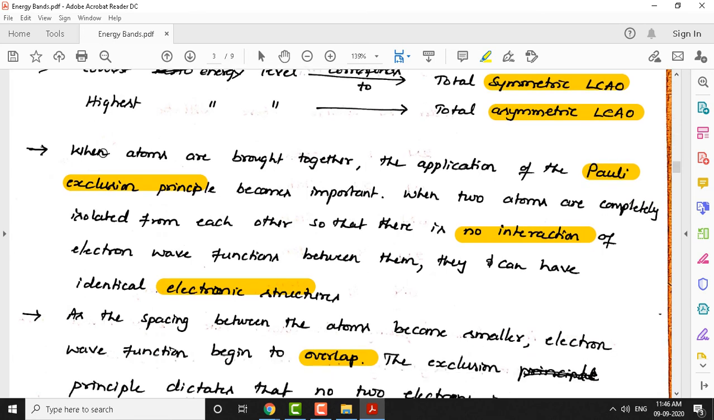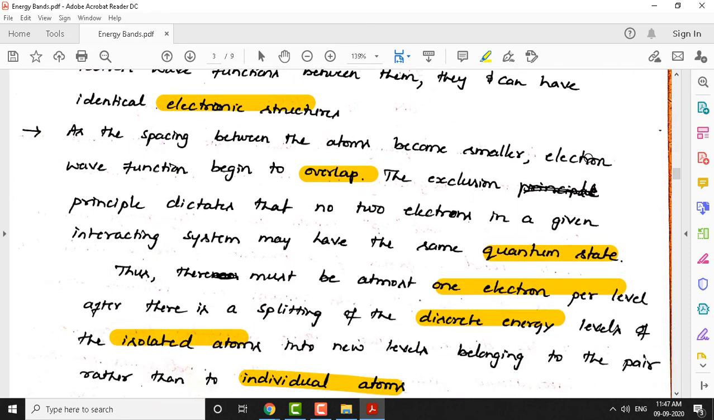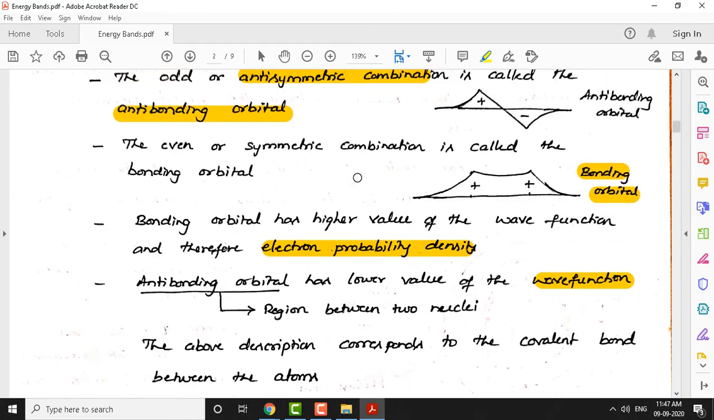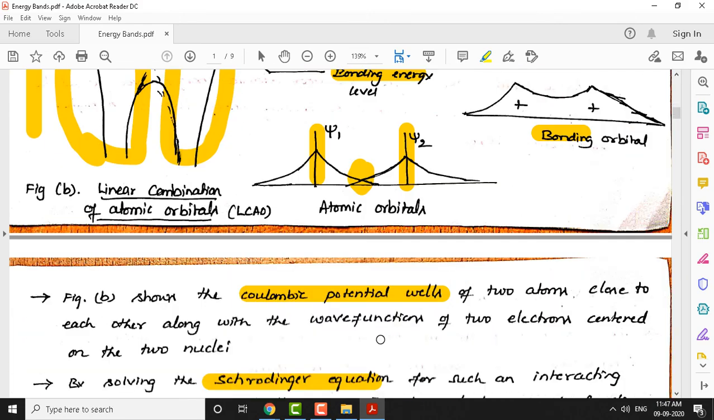When the atoms are brought together, the application of Pauli's exclusion principle becomes important. Last class we summarized Pauli's exclusion principle, which states that electrons tend to occupy lower energy states. When two atoms are completely isolated from each other, there is no interaction of the electron wave functions, so they can have identical electronic structures. As the spacing between the atoms becomes very small, the electron wave functions begin to overlap. That's what you are seeing in this diagram. When the atoms are brought close to each other, the wave functions start overlapping.